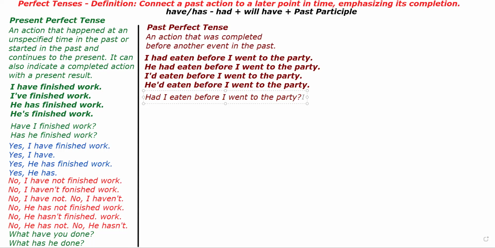Okay, had I eaten before I went to the party? So what would be the answer? The affirmative, or had he? Let's just use had he. Had he eaten before he went to the party? So then we would go to the affirmative answer. So what would be the affirmative answer? Yes, he had eaten before he went to the party. Very good. So let's put it here.